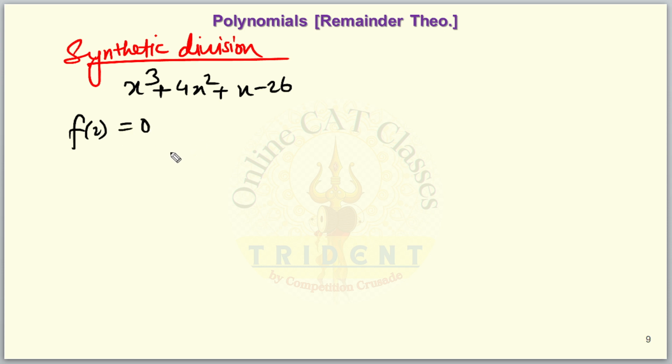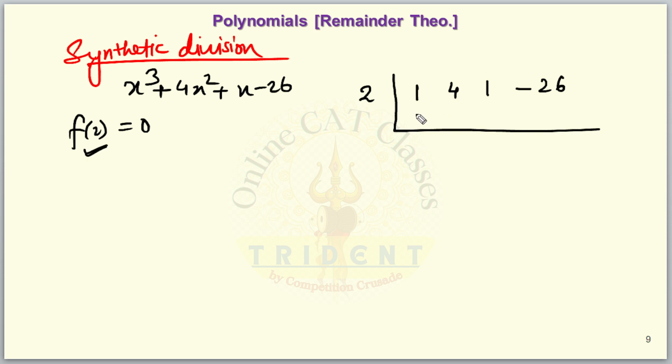So what I need to do is form a layout like this, and I'll just need to write the coefficients with the signs. So 1, you can write it like plus 4 plus 1, but then again you can omit the positive signs. 1, 4, 1 and minus 26. We will be dividing by 2 because 2 is a root. Okay, this 1 will come down as it is. 2 1s are 2, this is going to be 6.